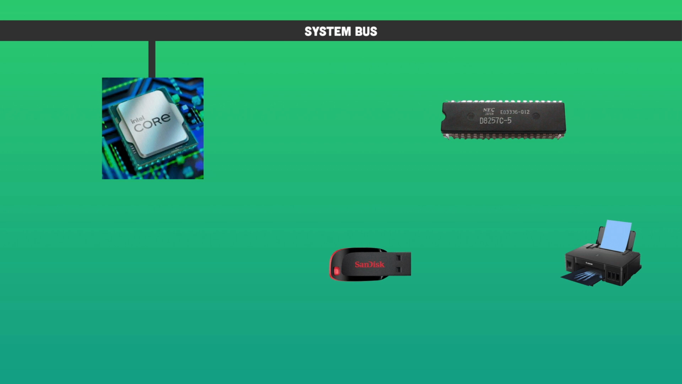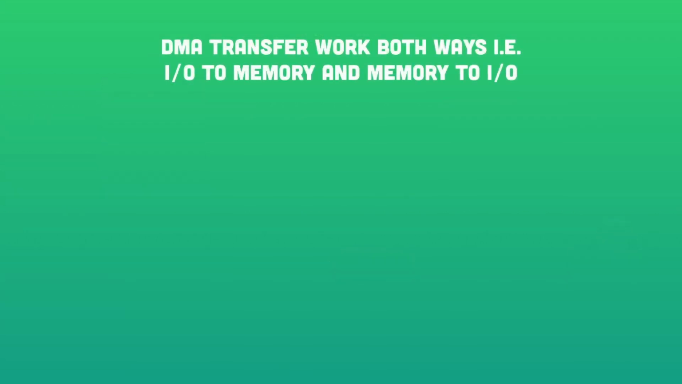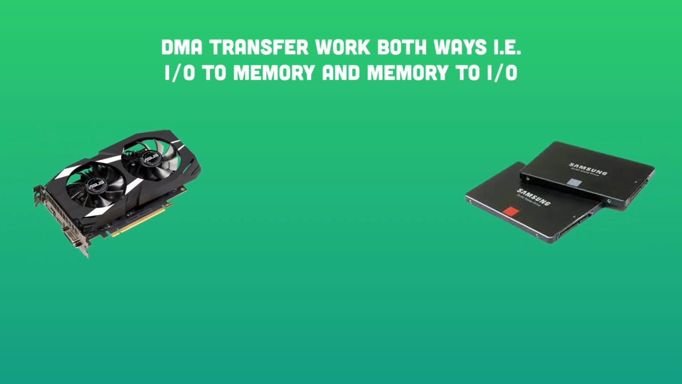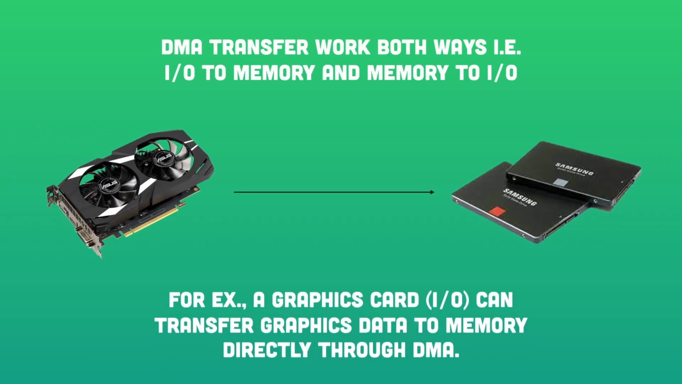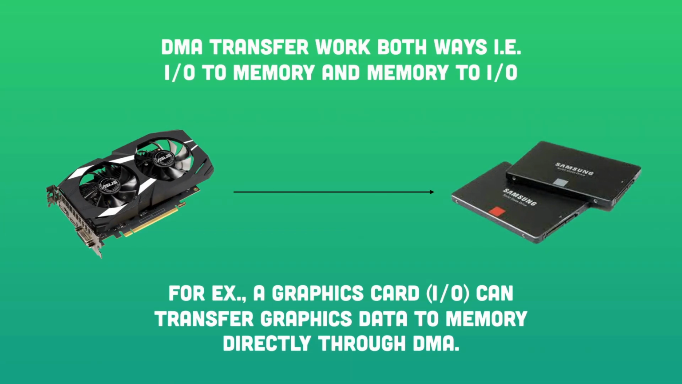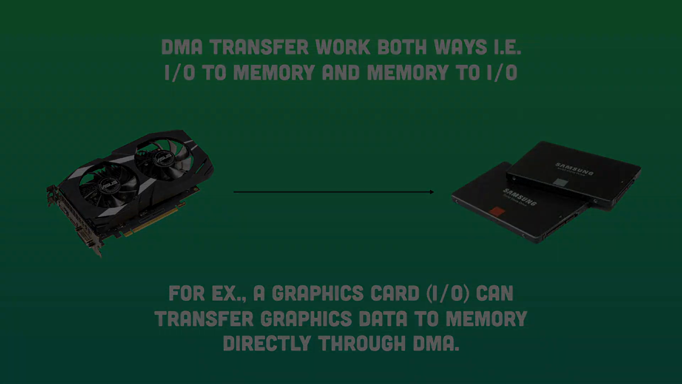This transfer can take place the other way too. For example, a graphics card can directly store a large amount of data without processor intervention. Overall, DMA transfers can significantly improve system performance by reducing CPU overhead and allowing for faster transfer rates.